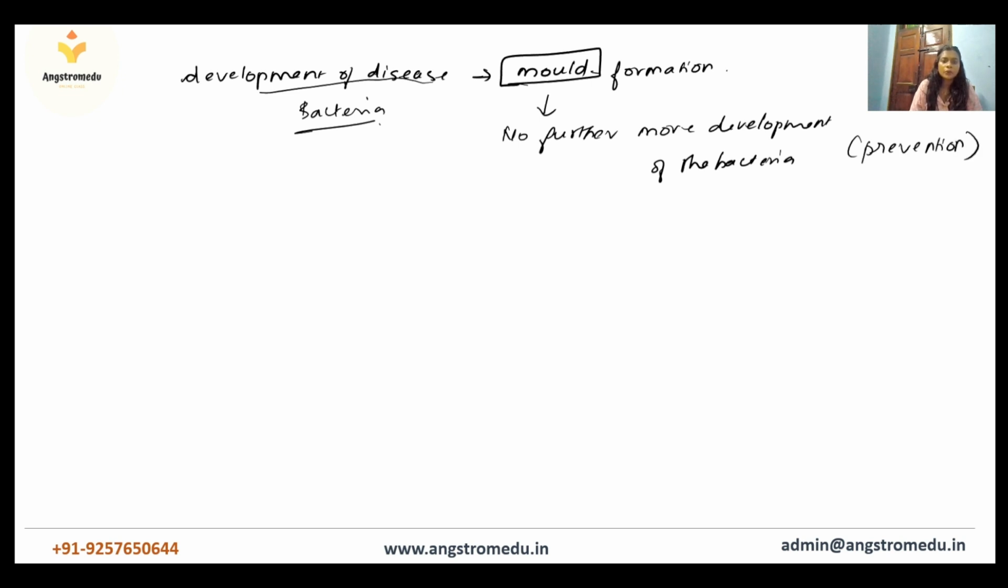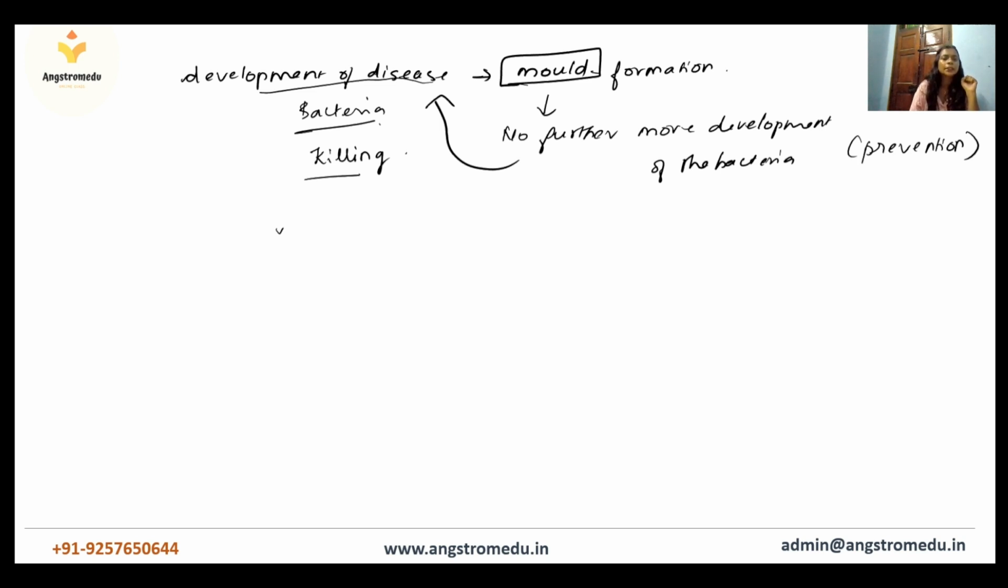And even what is happening is that the already developed bacteria is killed. There is a medium where the culture is already developed, a living bacteria. But after the mold formation, he concluded that there is no further development of that bacteria, and that this mold is killing the already developed bacteria.